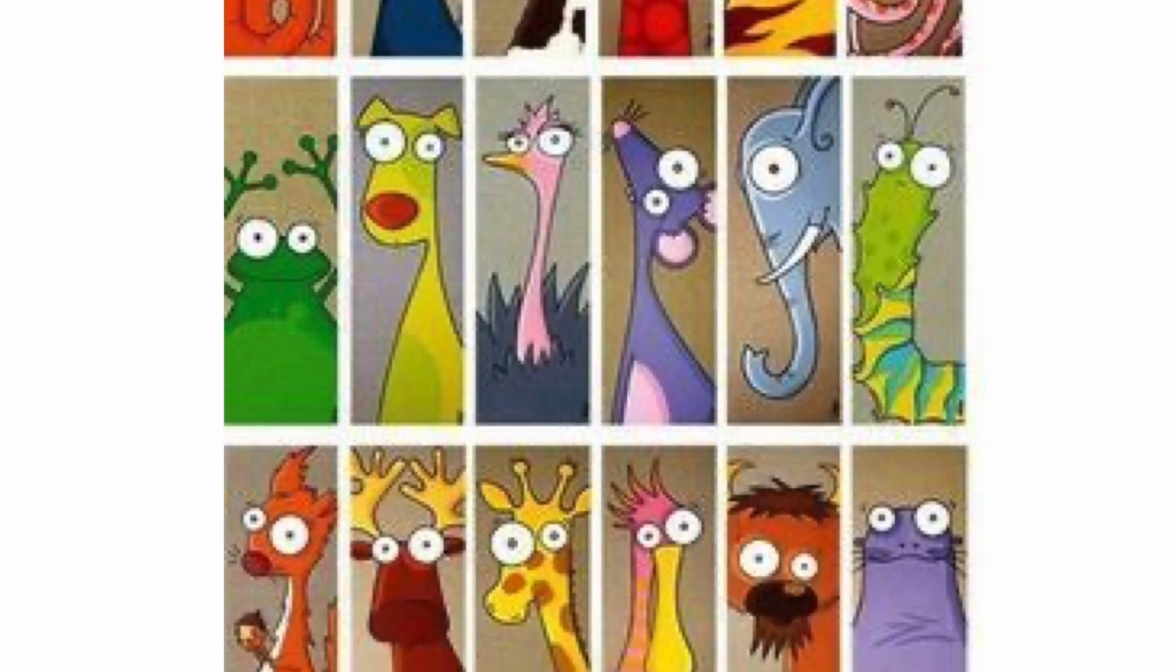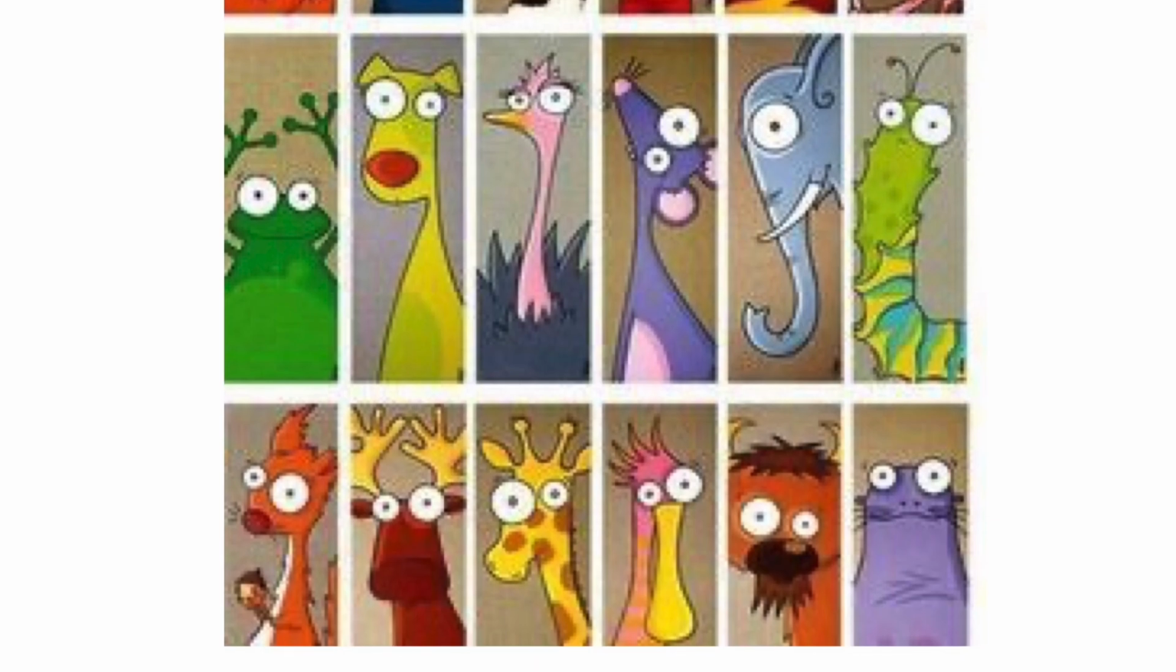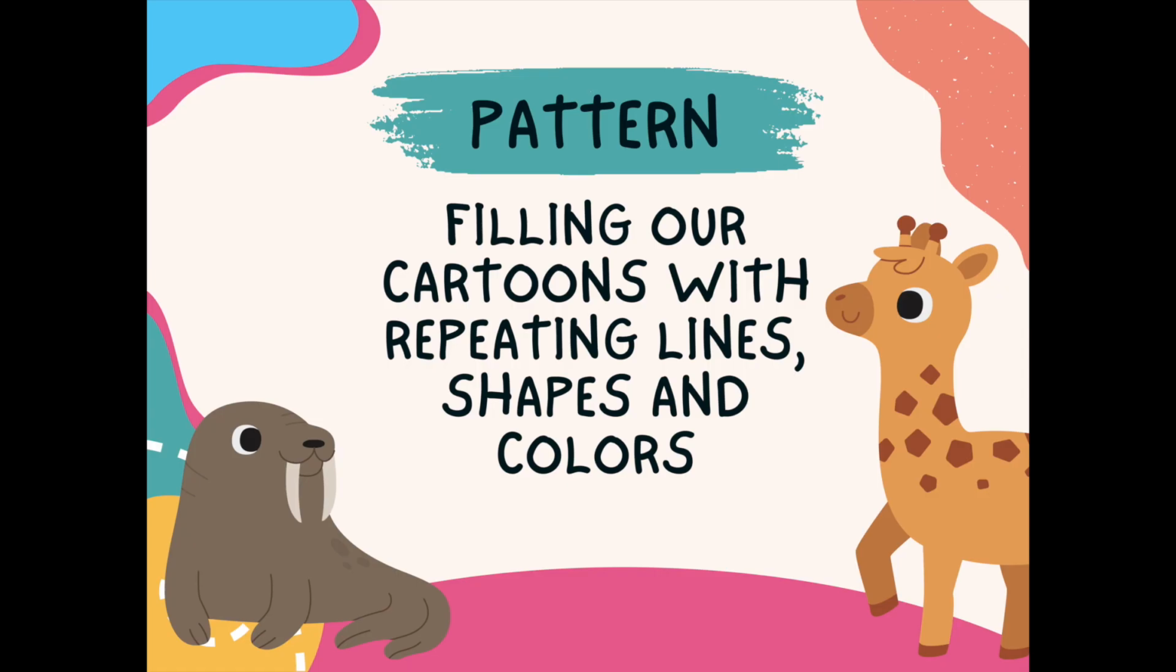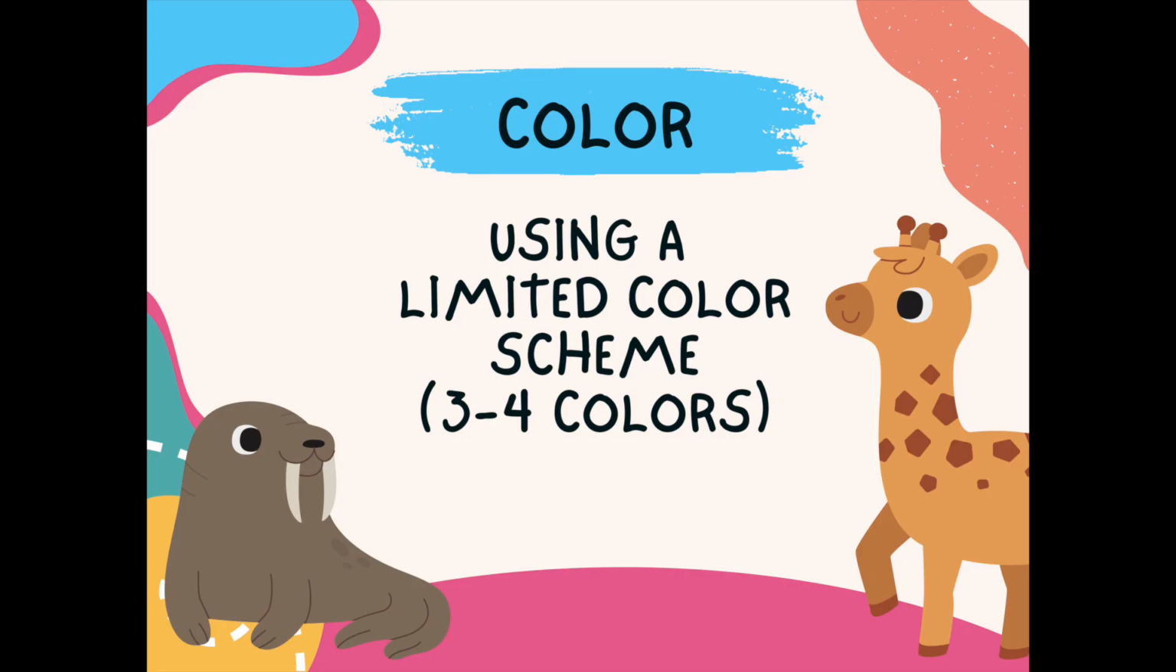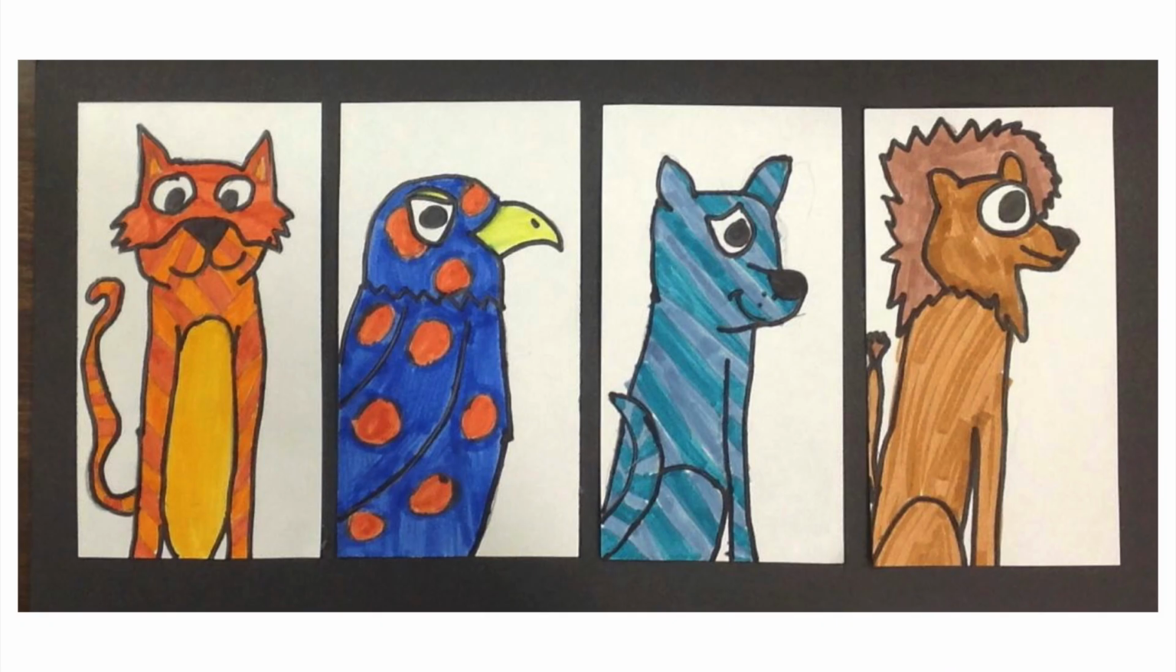Speaking of shapes, you can also use shapes to create patterns on your animal. A pattern is repeated lines, shapes, or colors. In this case, your pattern could be stripes like the ones on the cat and dog seen up here. This piece also shows a good example of how we will be using color. In this project, we will be using a limited color scheme of only 3 to 4 colors per cartoon animal. This will help give our cartoons a simple and tied together look. This is also a good example of what your project could look like when you are finished.